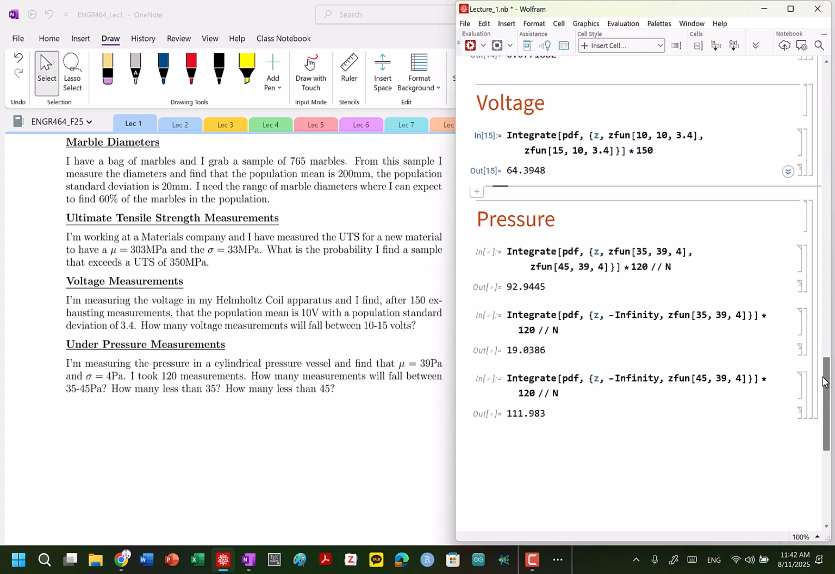How many experiments will fall between 35 and 45? So again, plug those in. Two z values here, lower, higher. Less than 35, so I'm going to have to go from minus infinity to 35 here. And then finally, less than 45. Similar thing, we just change that here. And that's it. Isn't it nice not to have to use the tables?